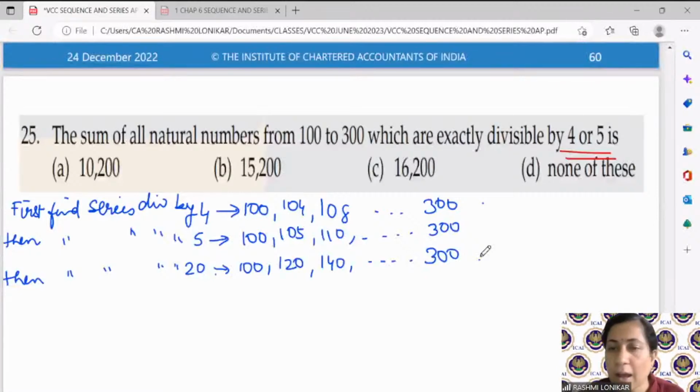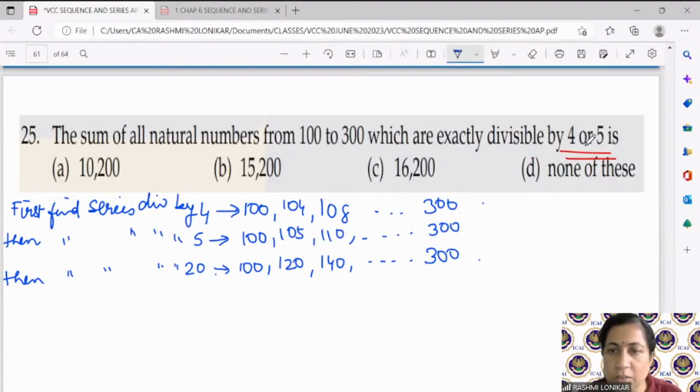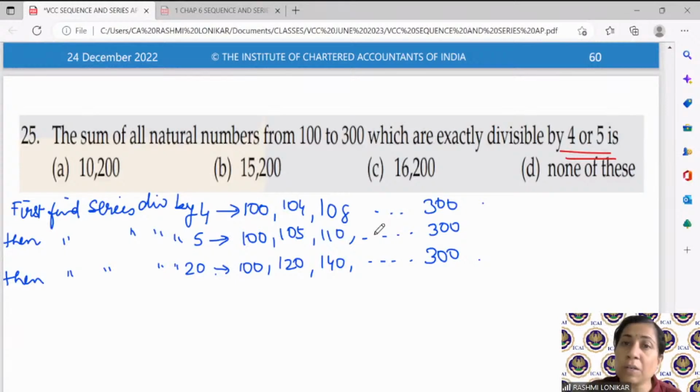So I can now find the sum of all natural numbers which are divisible by 4 or 5. This is divisible by 4, this is divisible by 5. Why did I find this third one? Because numbers 100, 120, 140 are common to both. So I find the sum of the series for divisible by 4, then for divisible by 5, and then I subtract.